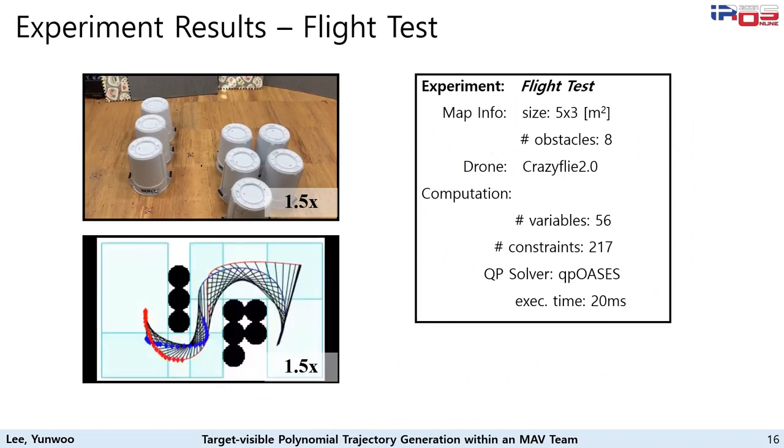Also, we conducted a flight test with two Crazyflie quadrotors. We use the QP-OASES solver to solve the optimization, and it takes 20 milliseconds to generate the trajectory. As you can see in the bottom video, the target agent is always visible to camera agents during the entire flight.